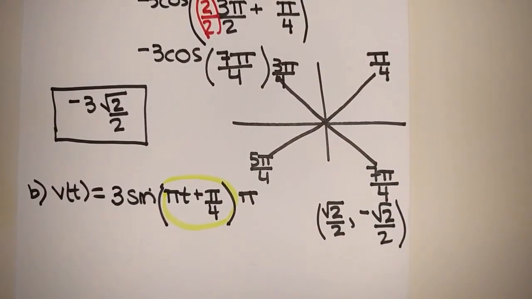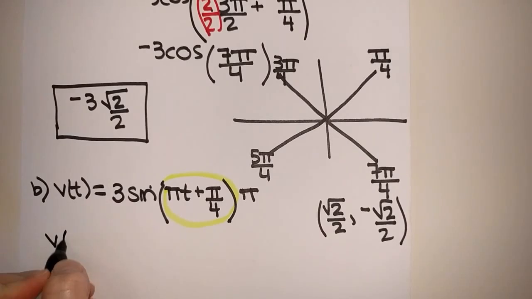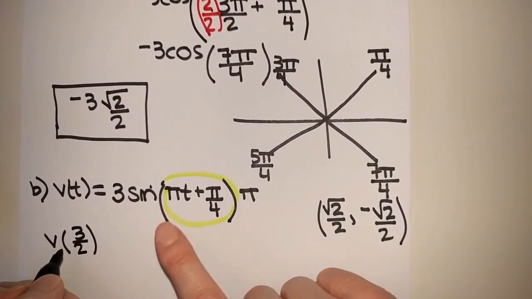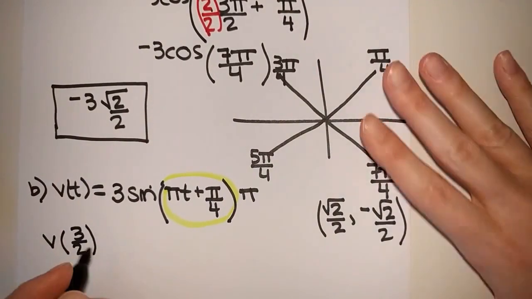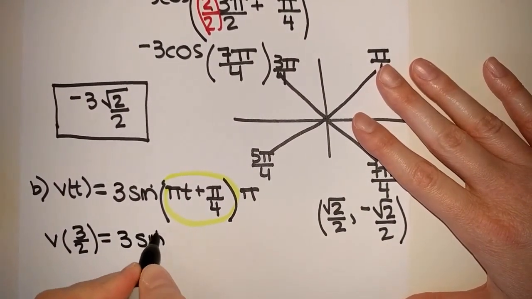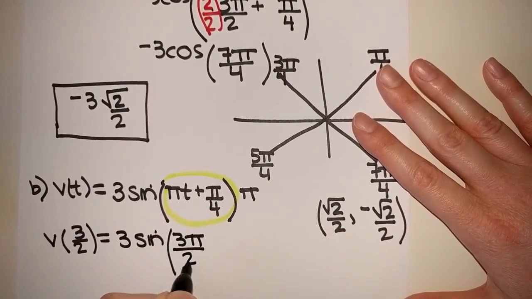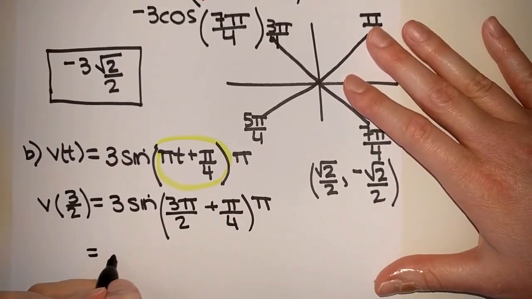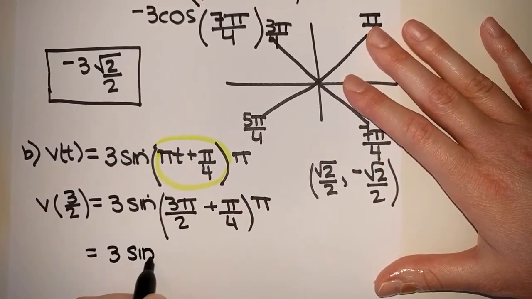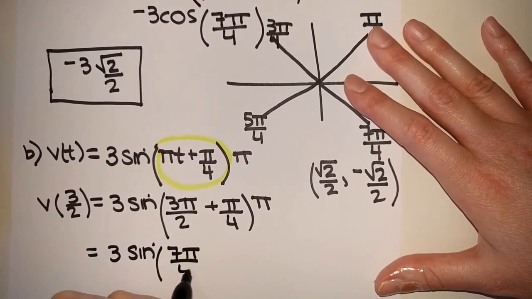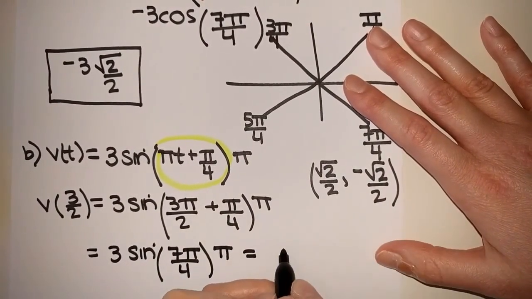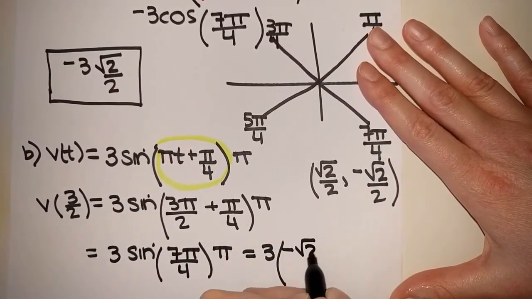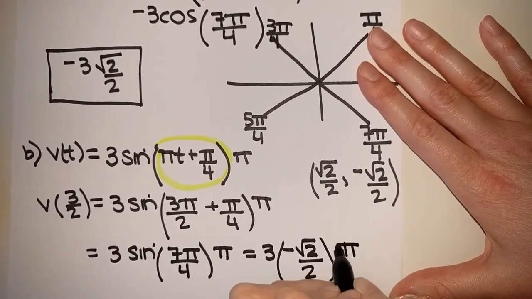Now, they are asking for a specific value at 1.5, so you would plug the 3/2 into our velocity function, which again is just the derivative of the position function. That would give us 3 times sine of 3 pi over 2 plus pi over 4, times pi. So we are looking at 3, and then sine of 7 pi over 4, times pi. Our sine of 7 pi over 4, according to this coordinate, is negative square root of 2 over 2, and then the pi tags along.